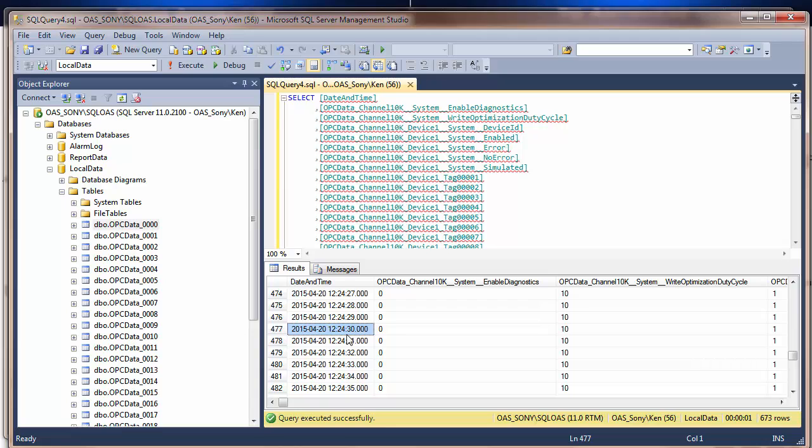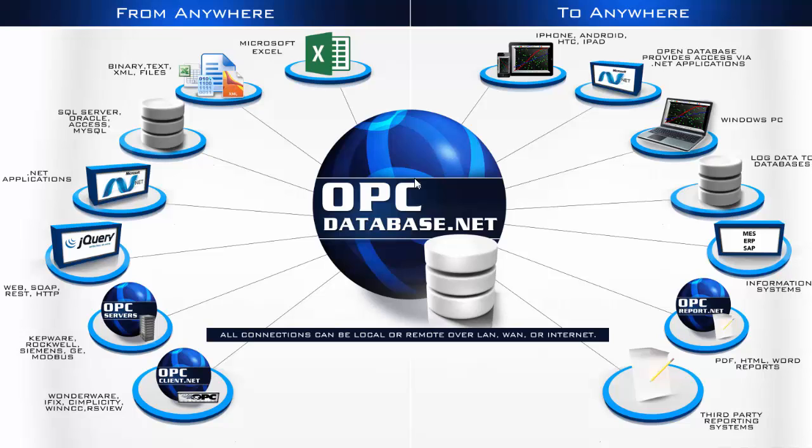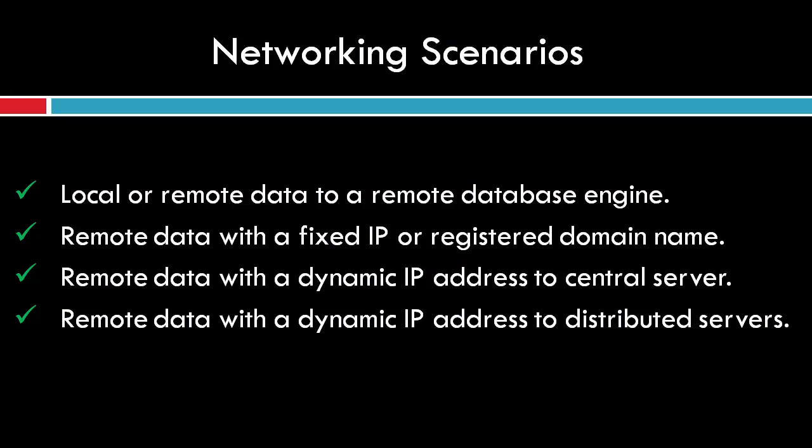And so that is the data buffering demonstrated, where we don't have data lost even if your database engine has a failure or is not reachable. Now we would also be able to buffer data if we're connecting to a remote service, and that could even be over the internet. There are four types of networking scenarios that you might run into with your data historian.